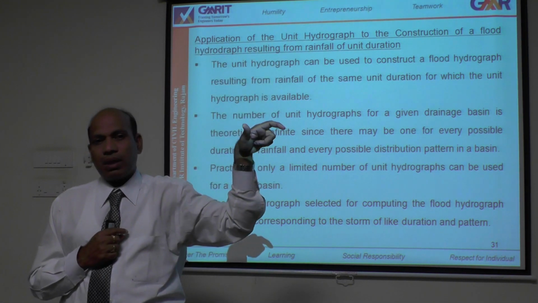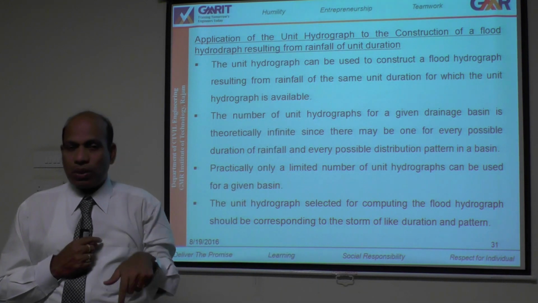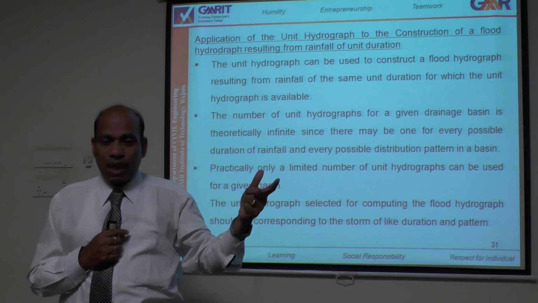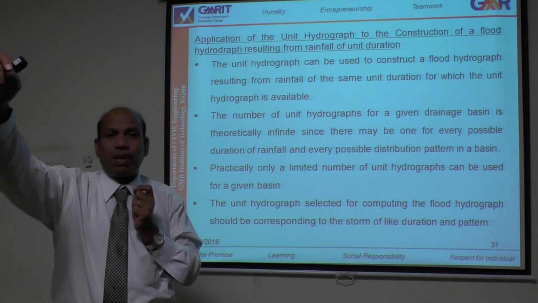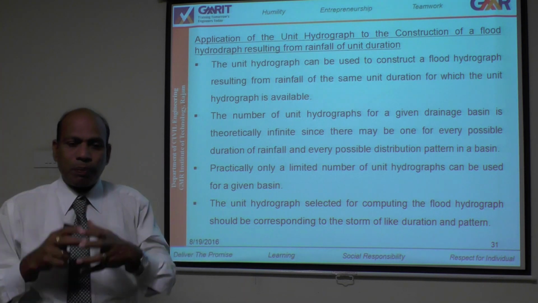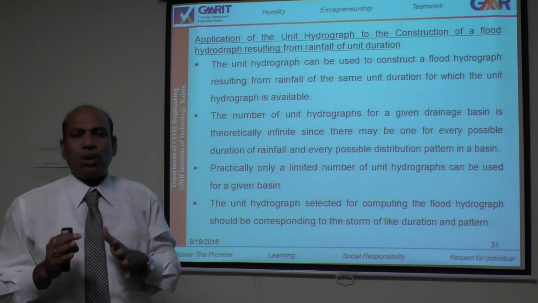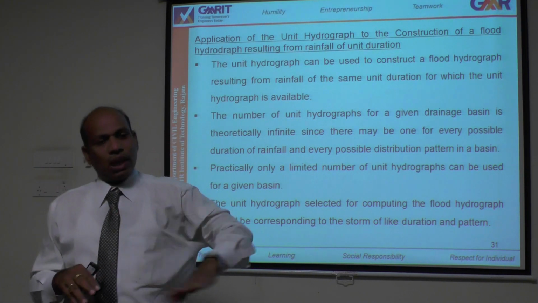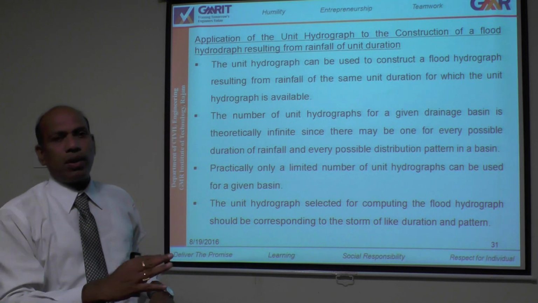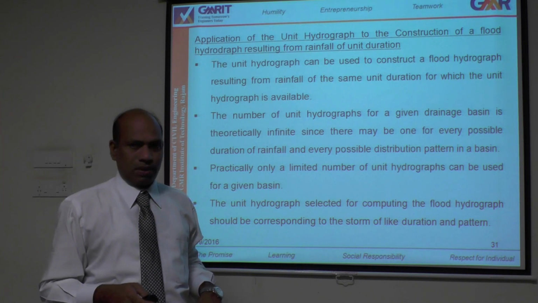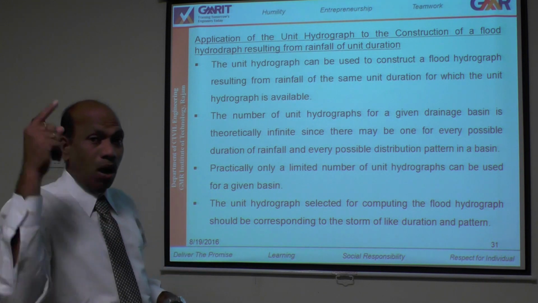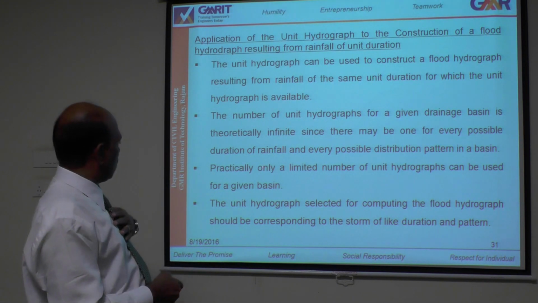The unit duration is 1 hour. And also we have a 3 hour unit hydrograph here. If the rainfall pattern is 3 hours, a 3 hour rainfall pattern having different intensities of rainfall, for that we are going to prepare a limited number of unit hydrographs on a particular catchment. That unit hydrograph can be used for the storm hydrograph for any depth of rainfall excess, but the unit duration must be the same as that of the available unit hydrograph.